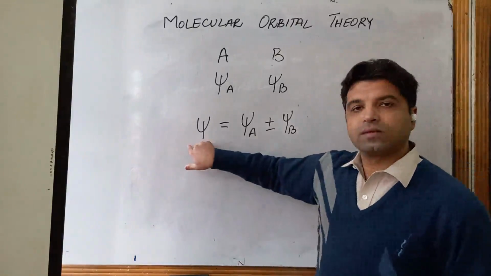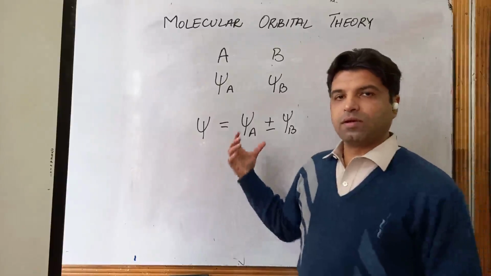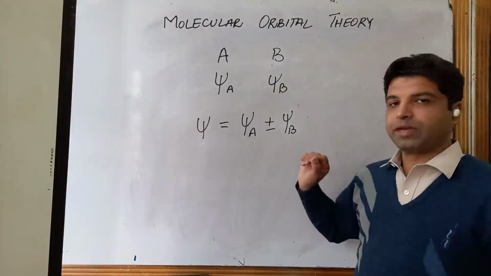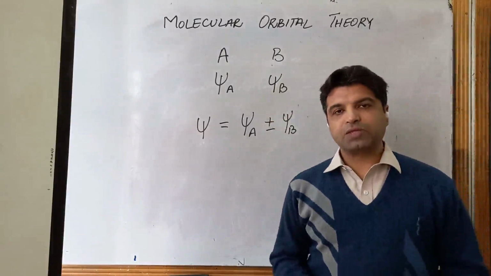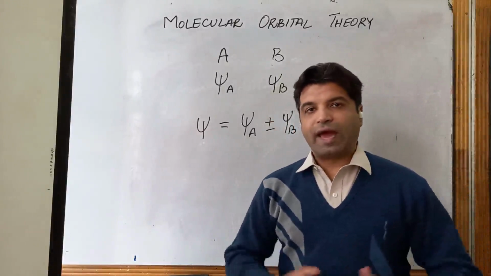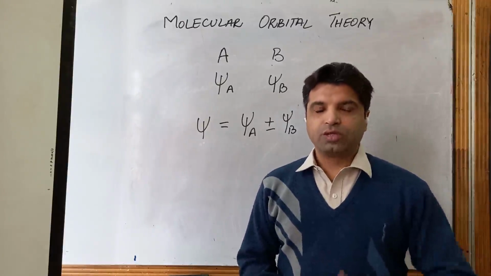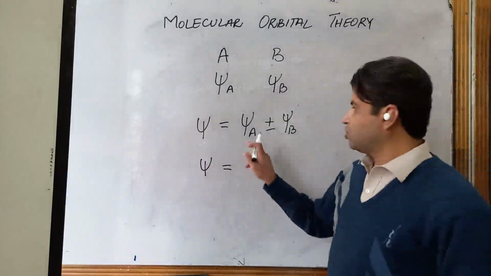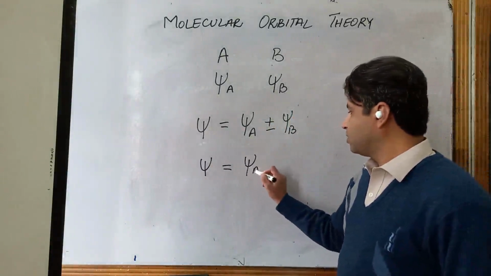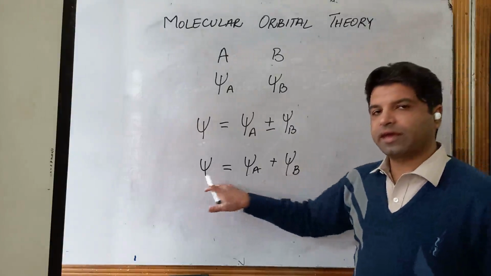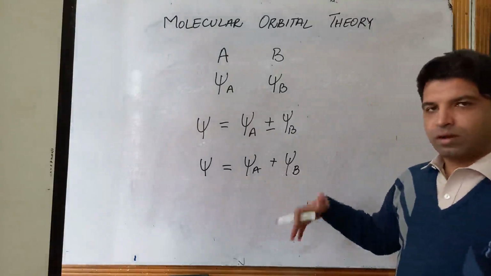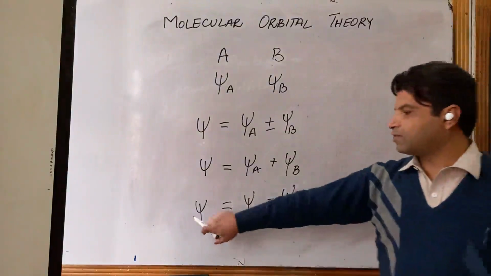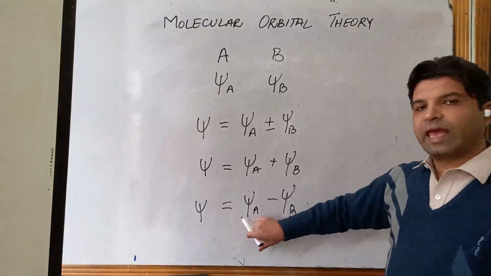Now you can see that this wave function, which is the wave function for the molecular orbitals of the molecule AB, is a combination of the wave functions of the atomic orbitals of A and B. And you can see a plus minus sign here. Now, this plus minus sign indicates that these two wave functions will add together, or they might also subtract from each other. So we can have two possibilities. The first one, in which both these wave functions add to each other, we can write as psi is equal to psi A plus psi B. The other possibility is that these two wave functions subtract from each other. So we have the second molecular wave function, that is equal to psi A minus psi B.